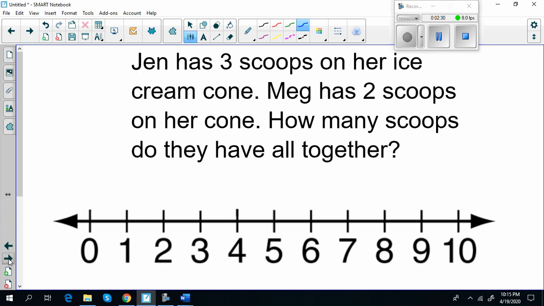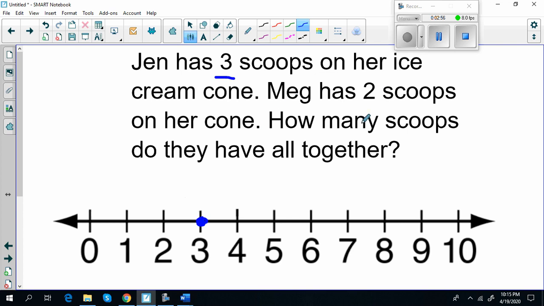Let's try one more. Jen has 3 scoops on her ice cream cone. Meg has 2 scoops on her cone. How many scoops do they have all together? So we know that Jen has 3 scoops on her ice cream cone. So that is going to be my first part. So I'm going to find 3 on my number line.